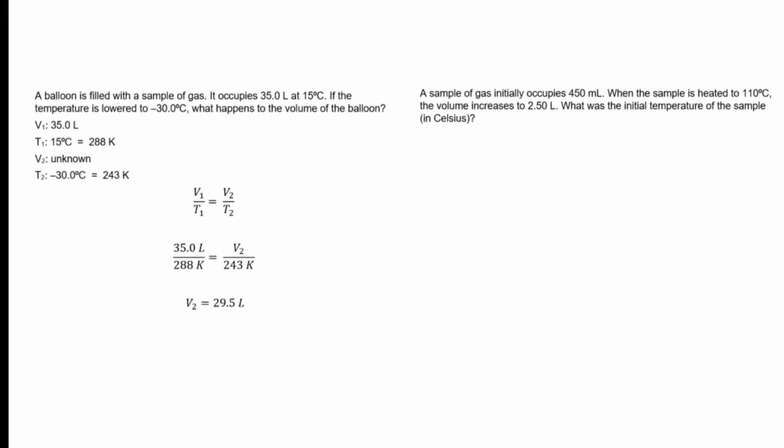Here is our second Charles's law. Okay, so we have a sample of gas. It is initially 250 milliliters. We are going to heat the sample to 110 degrees Celsius, and our volume increases to 2.5 liters. What we are asked for is the initial temperature of the sample, and we want to get that in Celsius.